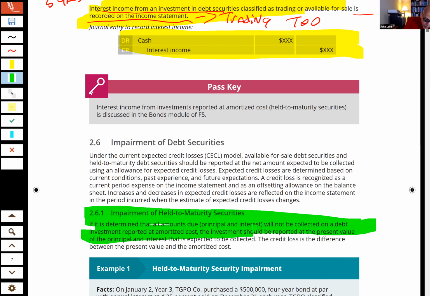And so the credit loss here, they tell us what I just said, is the difference between the amortized cost and the present value of the principal and interest. So you can flashcard that, but let's just take a look.